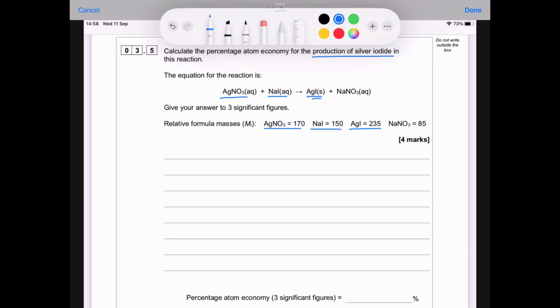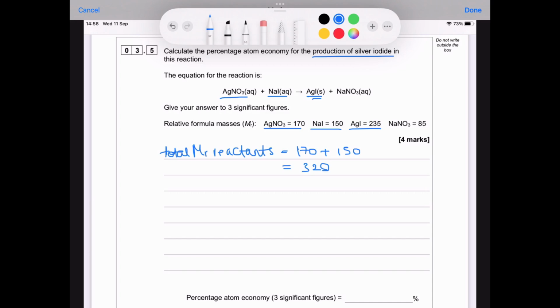The relative formula mass of our reactants have also been given to us, so all we need to do is add them up to get the sum. So our reactant silver nitrite has a relative formula mass of 170, and our other reactant sodium iodide has a relative formula mass of 150. So if we add these two together, we will get the sum of our relative formula masses for the reactants, which works out to be 320.